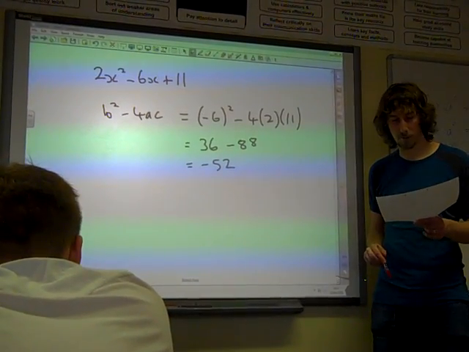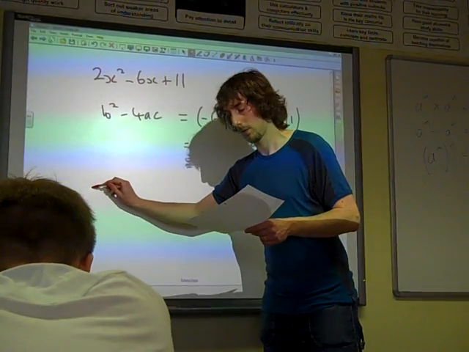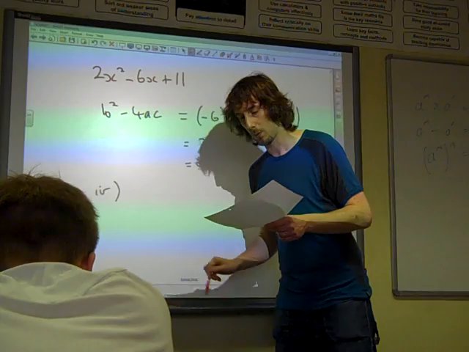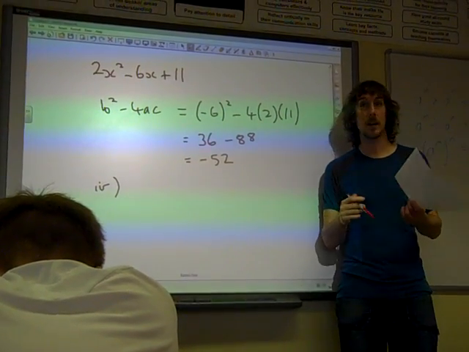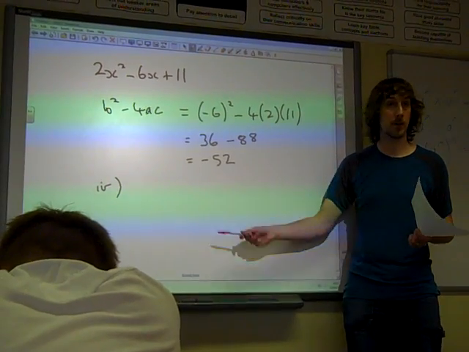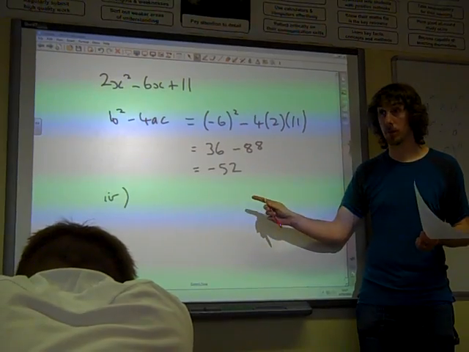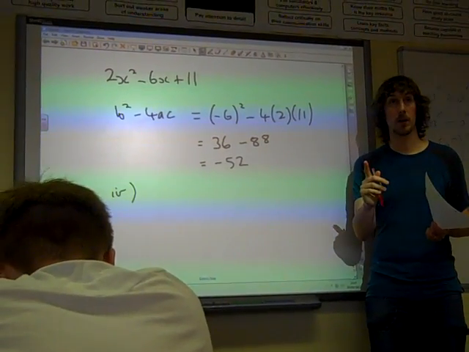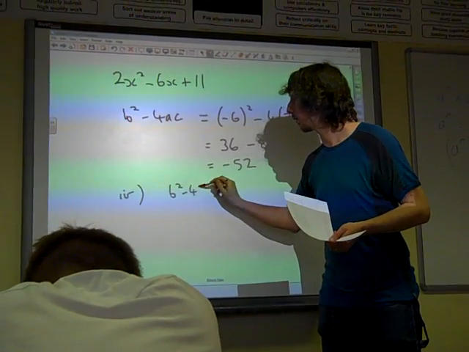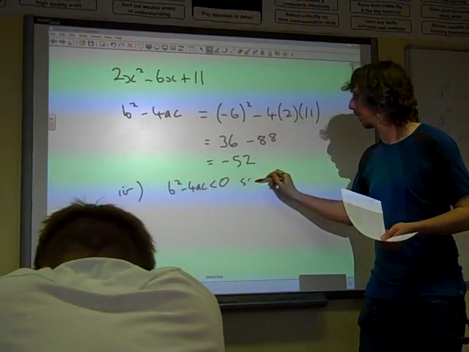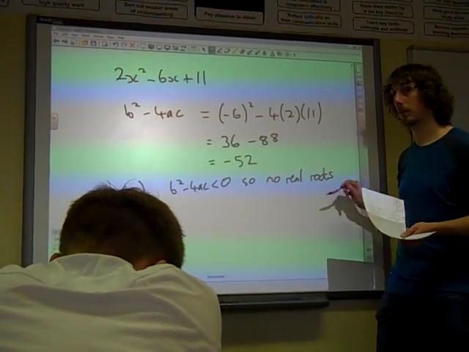And then the question says, state the number of real roots of the equation. Well, we've just talked about this. If this had been a positive number, that's 2 real roots. If this had been 0, that's 1 real and repeated root. If this is negative, there are no real roots.